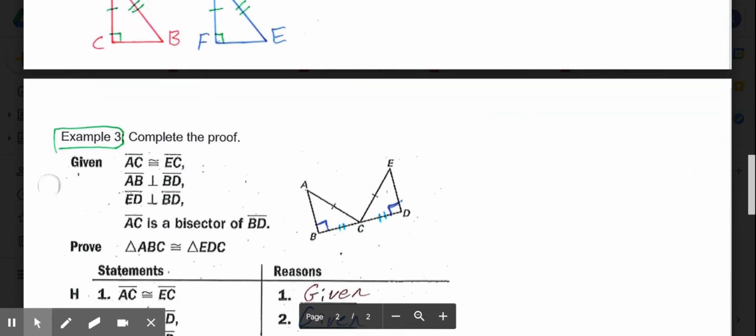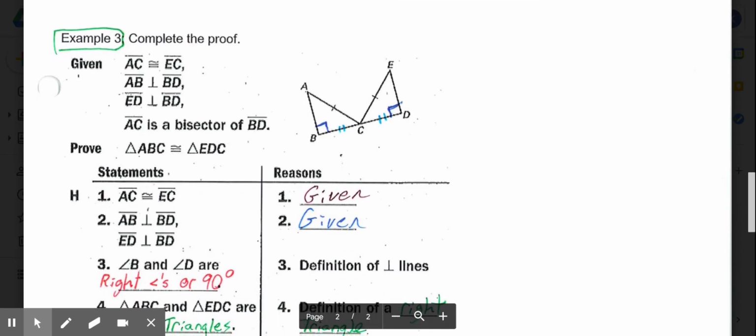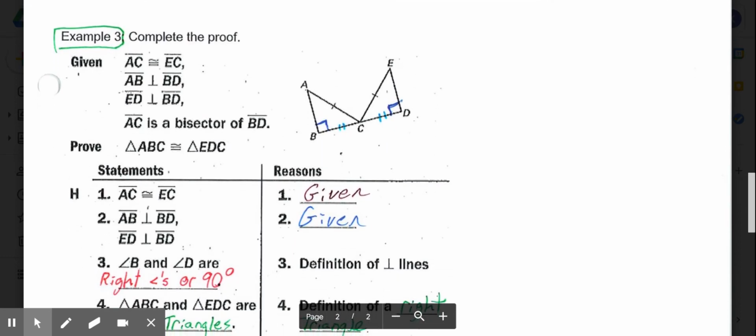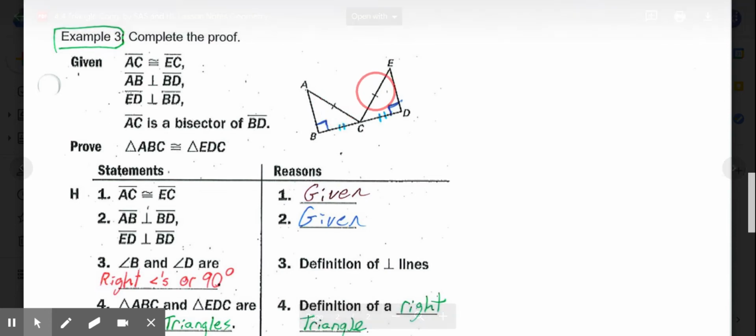So now we're going to look at a proof based on that idea of hypotenuse leg. Complete the following proof. Obviously, they filled in some of the statements and reasons for us. So let's look at the given info. They told us side AC, or segment AC, is congruent to segment EC. So A to C here, congruent to E to C here. They marked it with the congruent hash mark.